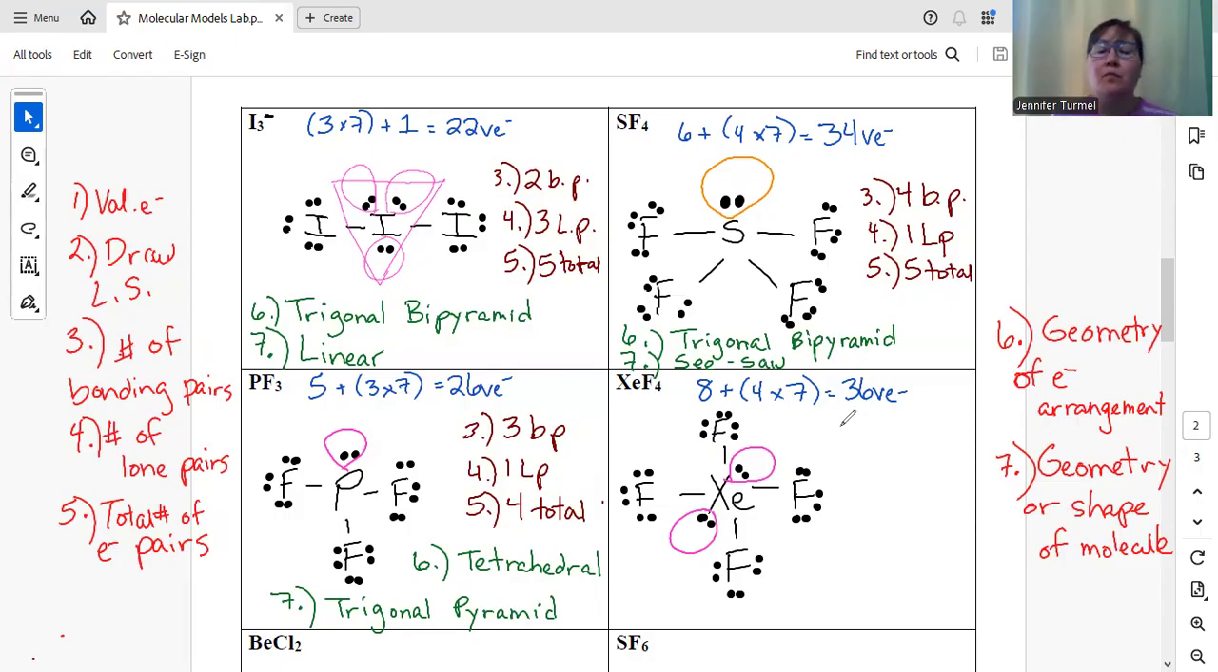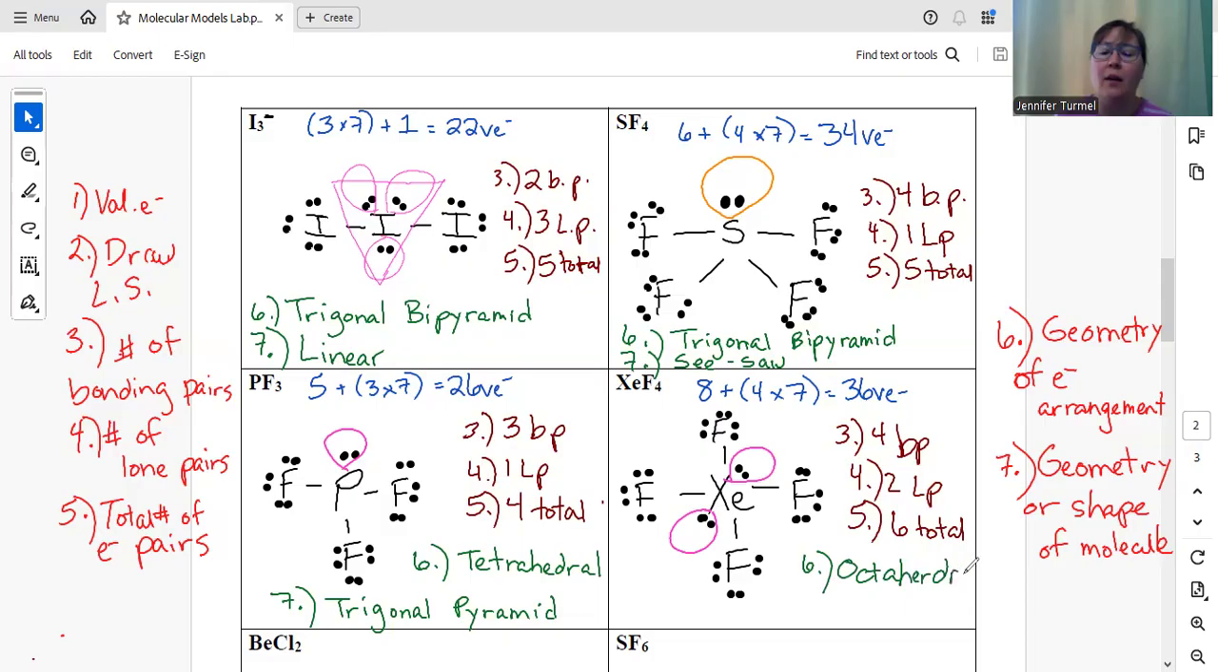Okay. So number 3 here is that we have 4 bonding pairs. And number 4 says that we have 2 lone pairs. And number 5, then, that we have 6 total pairs. And that means that number 6 is going to be octahedral for those 6 pairs.